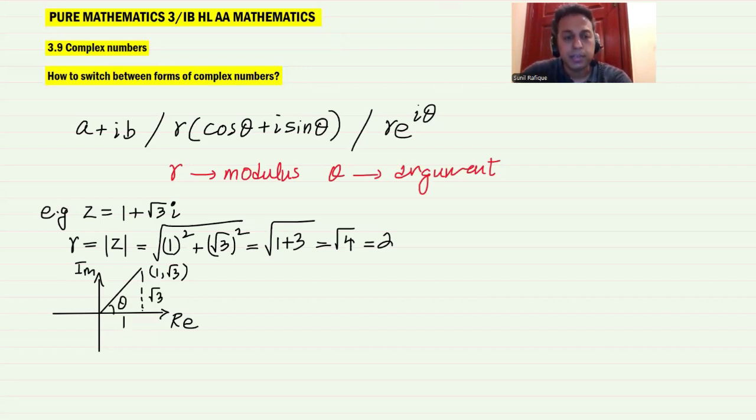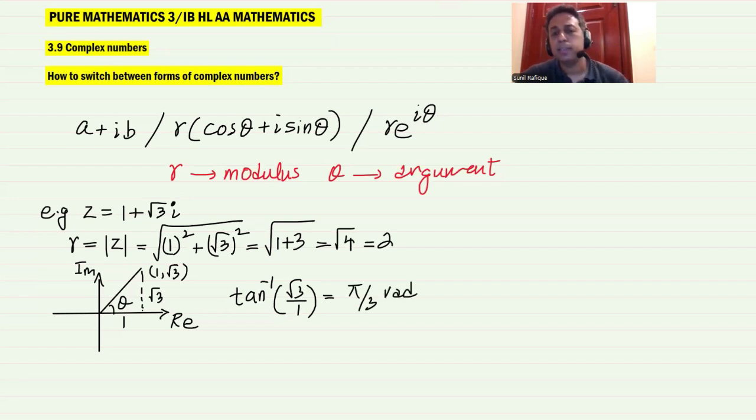How do you get this angle? So tan inverse of root 3 divided by 1. I'm using TOA from SOHCAHTOA. That's a special triangle value. So tan inverse root 3, you can check your calculator, is going to be 60 degrees or pi over 3 radians. If not stated, the angle should be given in radians. Okay, so pi over 3 radians is the argument, and 2 is the modulus.